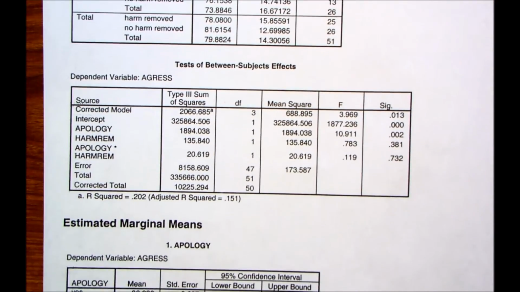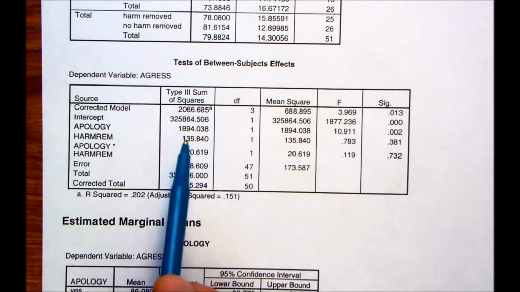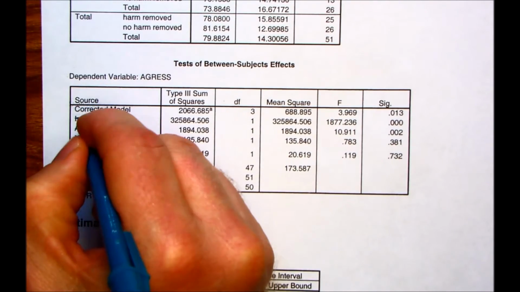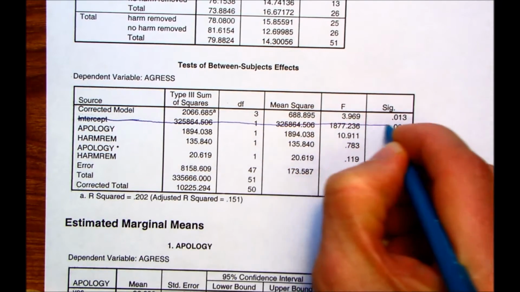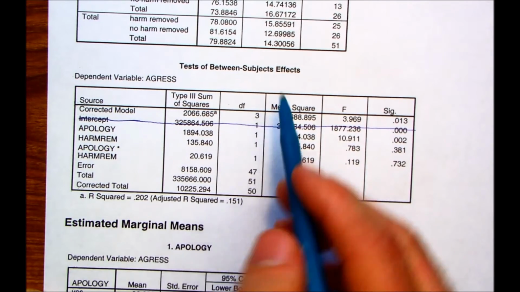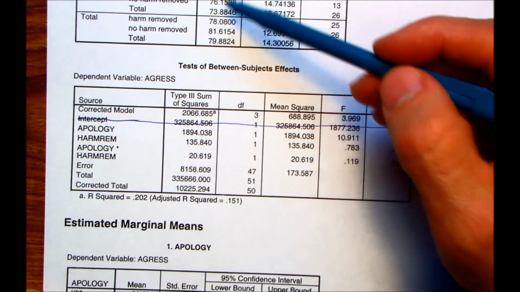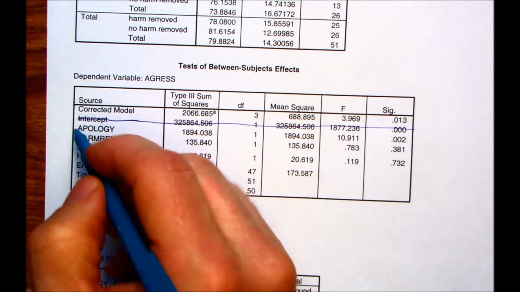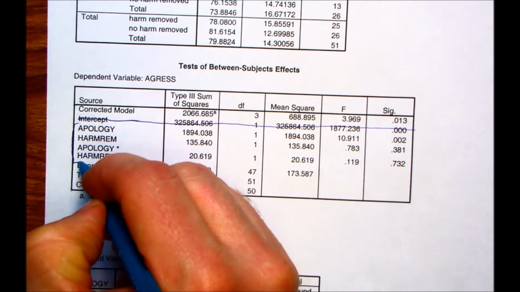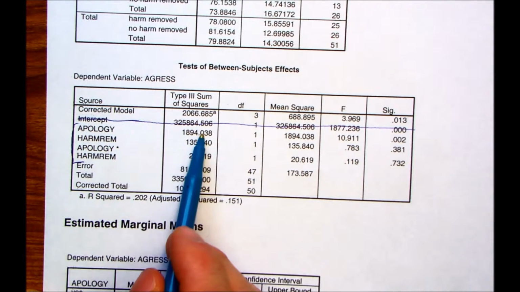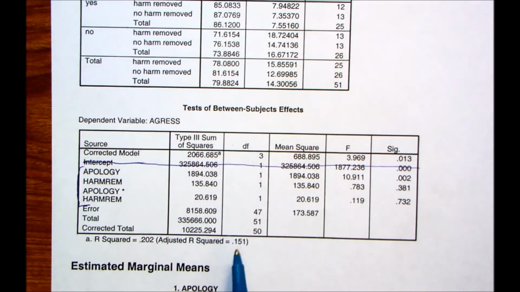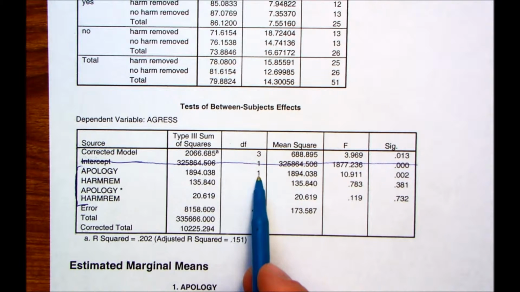This next part is the ANOVA table. So when we look through the ANOVA table, we ignore the intercept here. This corrected model is just that we've got 4 conditions, so the degrees of freedom are 3. We've got the overall there, but what we really focus on is here. Okay, so we're looking at the apology condition. Here's the sum of squares for the apology condition. Degrees of freedom are 1, right? Because it's just yes or no. There's two groups there, so 2 minus 1 is 1.